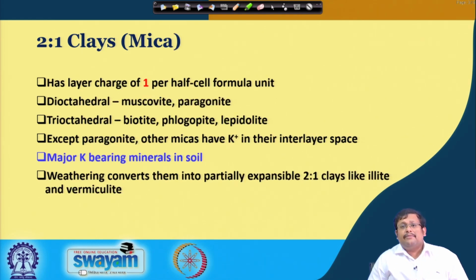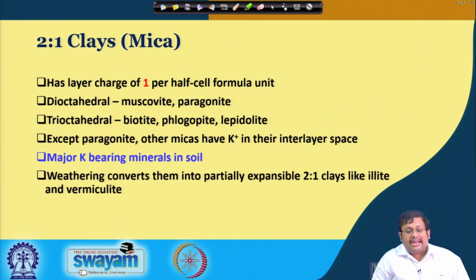Another 2:1 type of mineral is mica. Remember, in case of mica, it has a layer charge of 1 per half cell formula unit. It is basically dioctahedral in nature, that means aluminum is dominated in this octahedral sheet. Examples are muscovite and paragonite. Also, there are some trioctahedral micas. Examples are biotite, phlogopite and lepidolite.